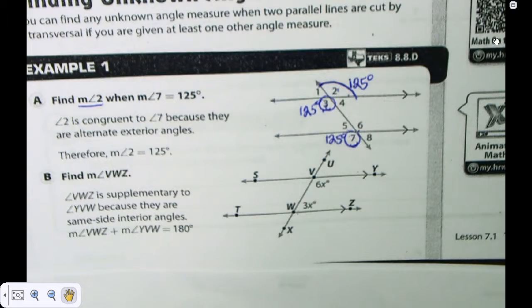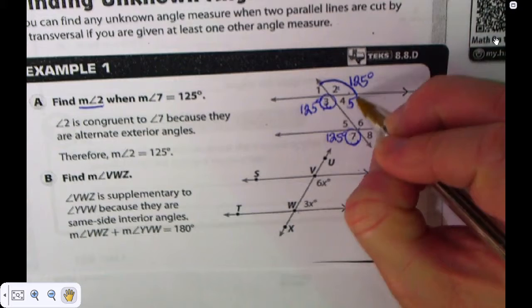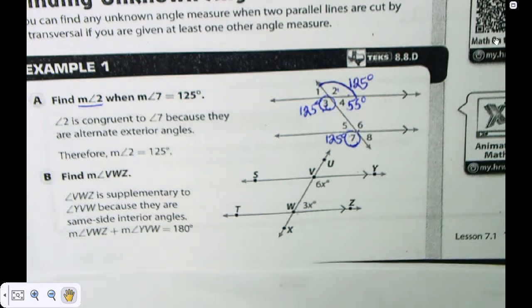Okay? What is the measure of angle 4? Emily. 55 degrees. Why, Katie? Because you subtract 125 from 180. Good job. And you get 55. Okay, and you got to know the reason. You got to know the reason. What is the measure of angle 5?